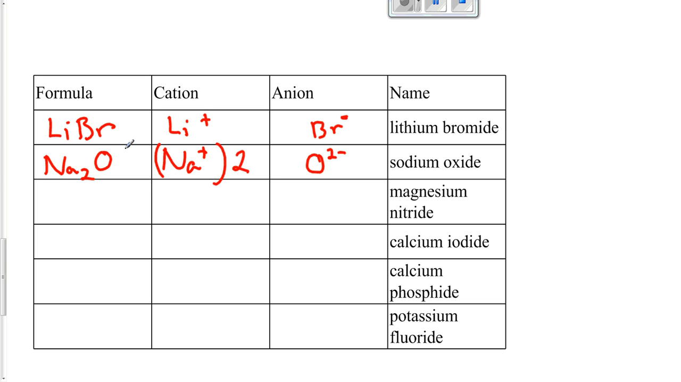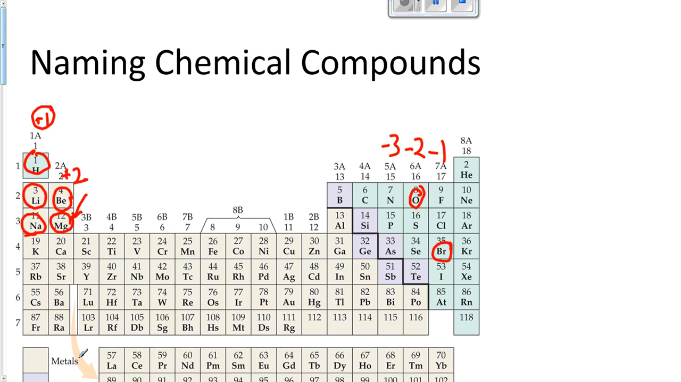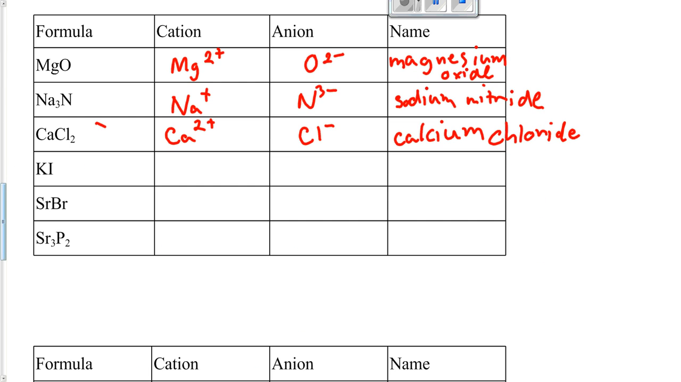All right, now one more example here. This is magnesium nitride, and this is about as hard as these can get. We go back to the periodic table. We check on magnesium. It's 2+. Nitride over here, although this is a little bit more challenging. Nitride is a -3, so let's write those down here.